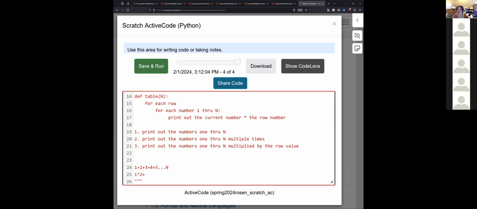So it's very easy to overthink that one because you think, oh, I've got to print out the equation. You don't need to print out the equation. You just need to print out what the answer is. Make sense?